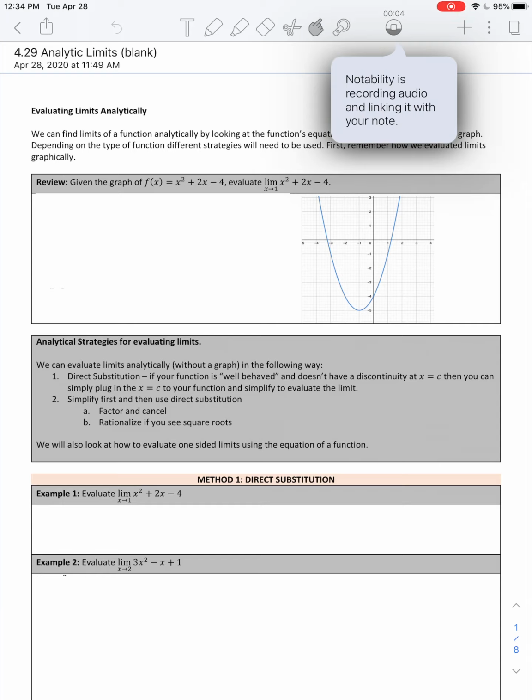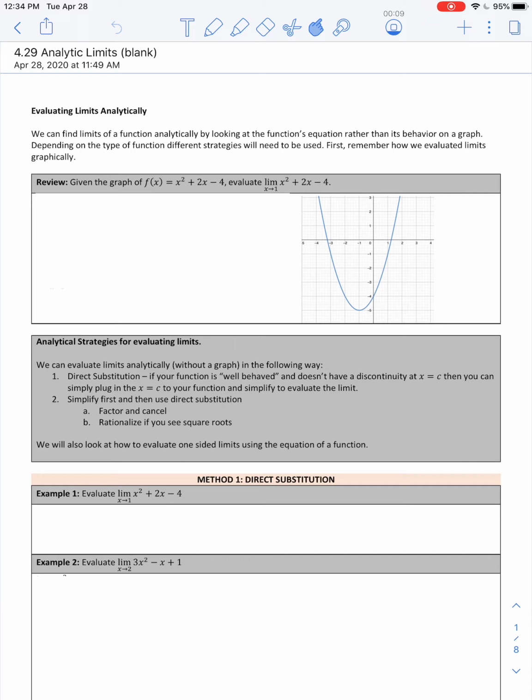All right, so today we're going to look at evaluating limits analytically. So Monday and Tuesday you spent time figuring out how to evaluate limits from a graph. We're going to quickly review that in this first question here. So we are given the graph of f of x, and we're told that it's this quadratic x squared plus 2x minus 4, and we want to evaluate the limit as x approaches 1.